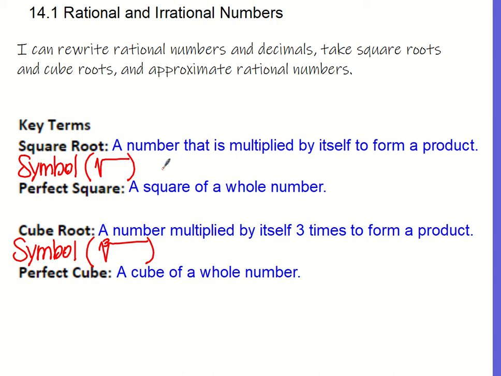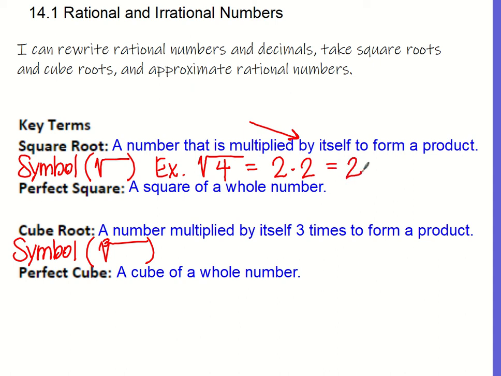So here's an example. If I'm asking you the square root of 4, it's asking you what number multiplied by itself gives you 4. So it would be 2 times 2. Okay, so the square root of 4 is 2 times 2. So the square root of 4 is equal to 2.